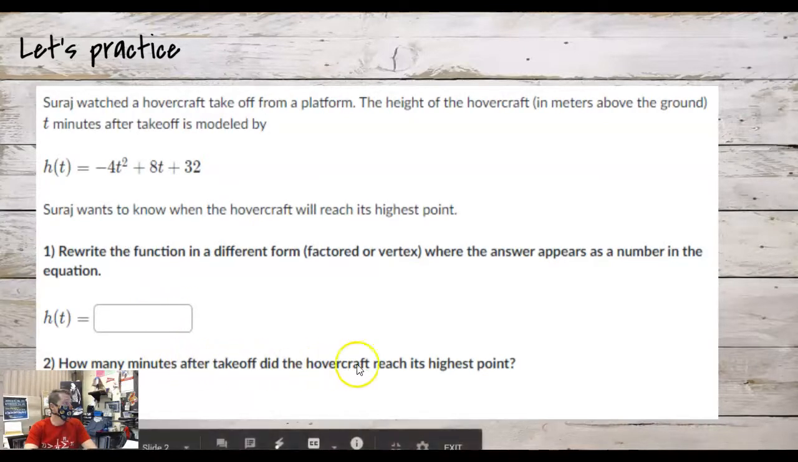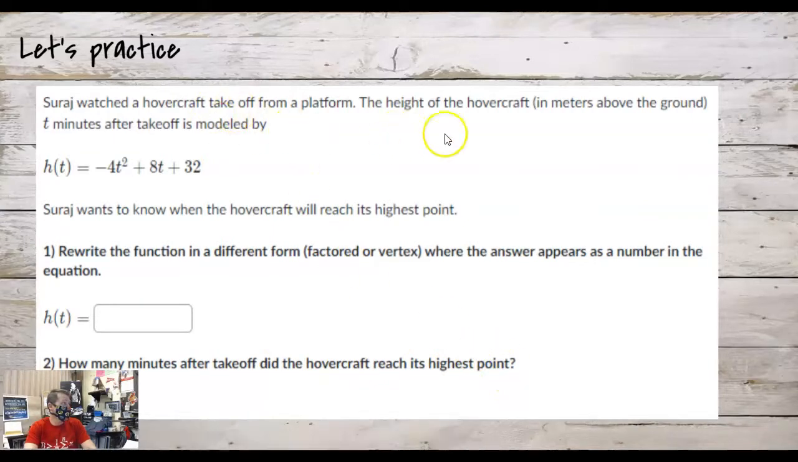How many minutes after takeoff did the hovercraft reach that height? Oh, just 1 minute, so it was 1 minute. Meters. Woo! That's a lot of meters. Would you guys ride on a hovercraft that was 36 meters in the air? I don't know that I would. Guys, if it flips over, you're like 100 feet up in the air. Over 100 feet.